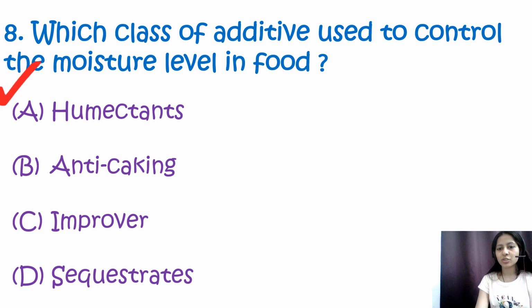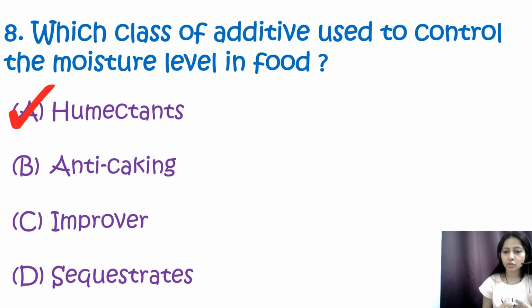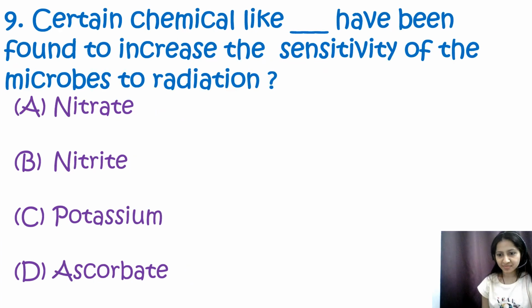So we know that humectants are the class of food preservatives that are used to control the moisture level in some of the foods. Even we know that humectants help to retain the moisture level and even prevent food from drying out. So here my correct option is option number A, that is humectant. So question number 9.